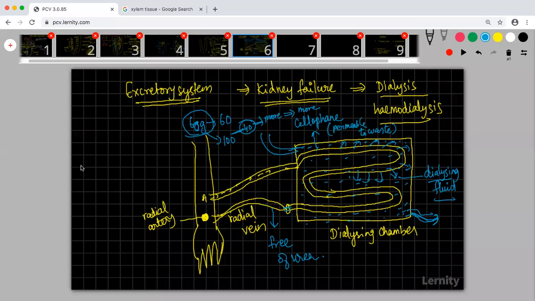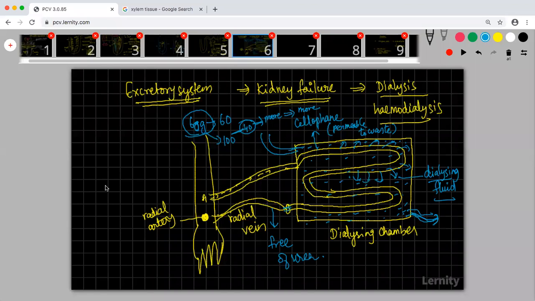Is dialysis a painful process? Basically, it is a tiring process. Tiring in the sense that your entire blood is going out of your body and coming back inside, which makes you tired. So it is not very painful, but it is very tiring. You will lose lots of energy in a dialysis process.